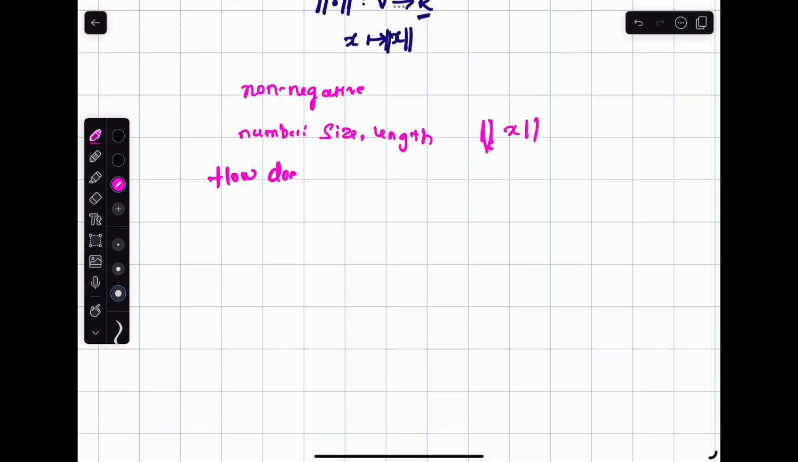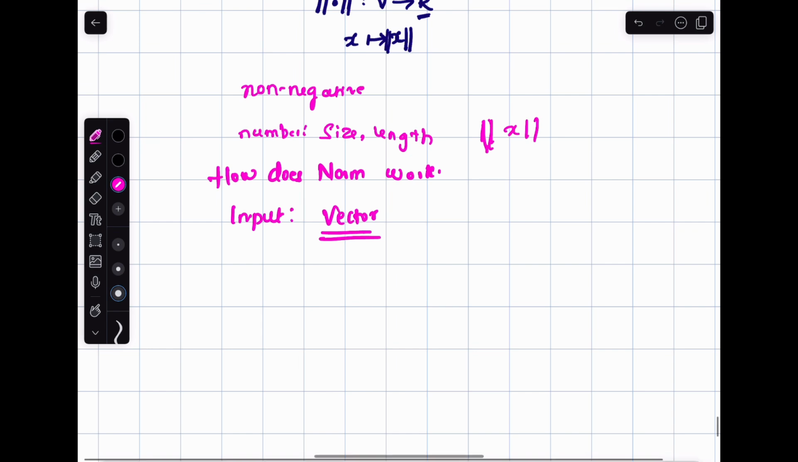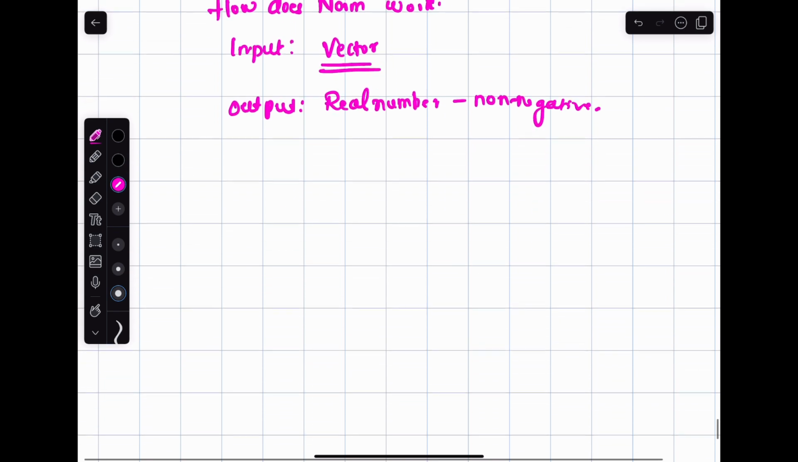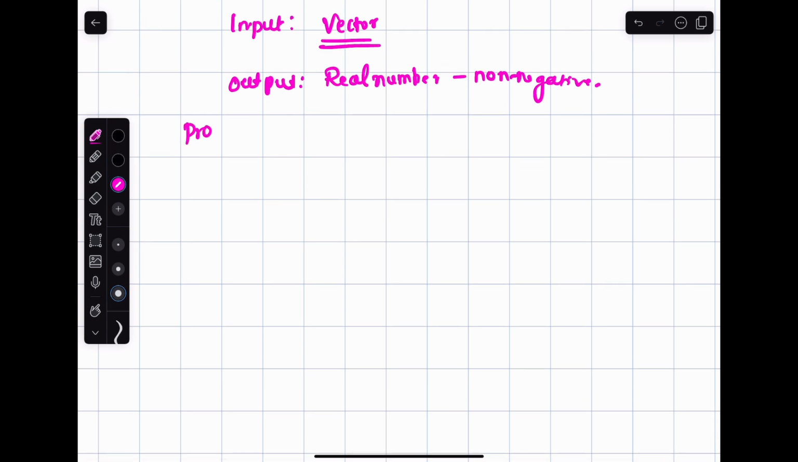Now how does this norm work? It has an input and an output. The input will always be a vector, and the output will always be a real number, which is a non-negative number. Please remember these points. All right, now let us see the properties of the norm.